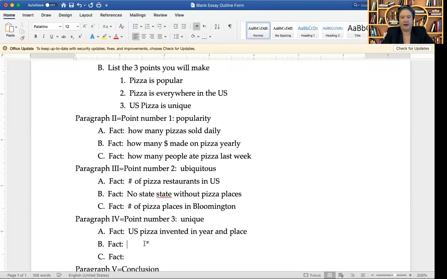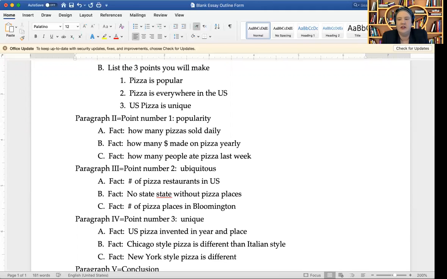You could talk about how Chicago style pizza is different than Italian style. Then you could talk about how New York style pizza is different than Italian style. So you're saying that US pizza is unique, it's different than Italian pizza. This is one of the things that makes it a quintessentially American food. Notice there's no place in here for talking about, you know, burgers, pie, anything like that. You have to keep the focus on the question.